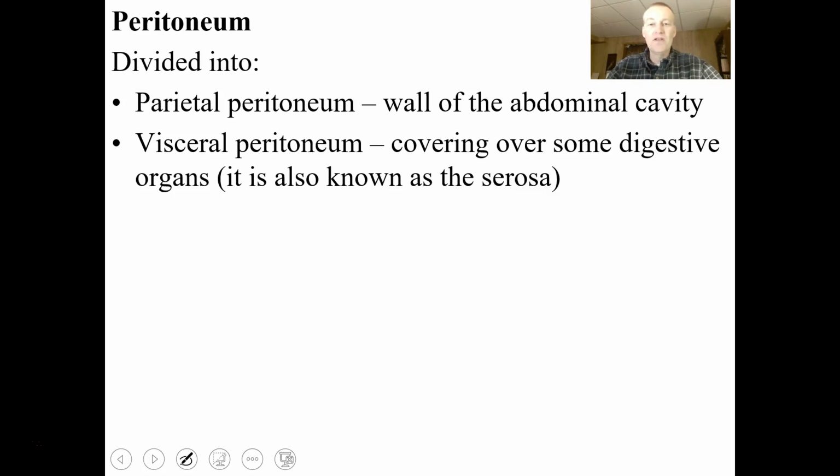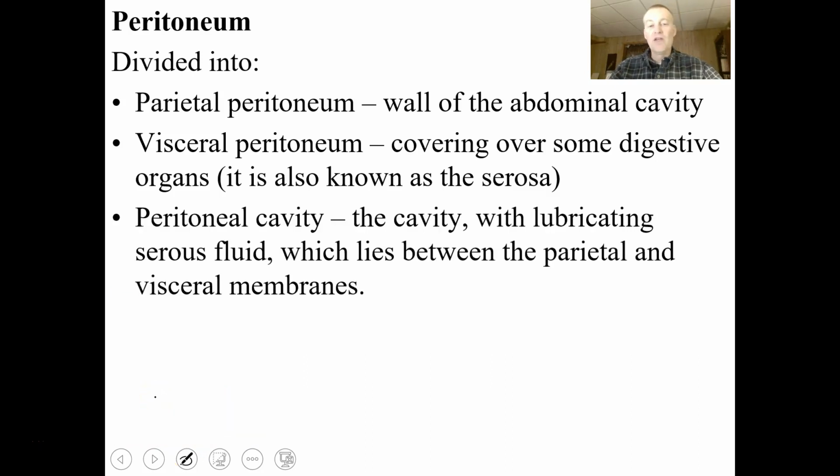The visceral peritoneum is covering some of the digestive organs. It's also known as the serosa, and we'll see what that looks like as we start looking at some pictures of this. There is a space or a cavity between the parietal peritoneum and the visceral peritoneum, and that's called the peritoneal cavity.